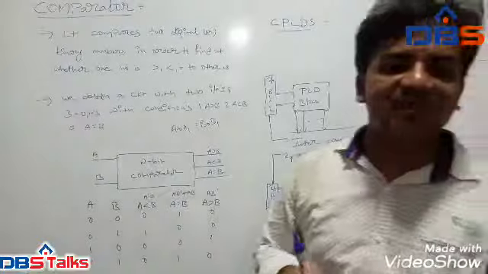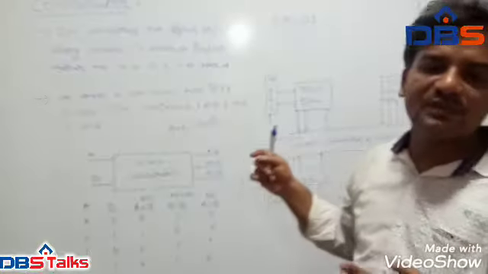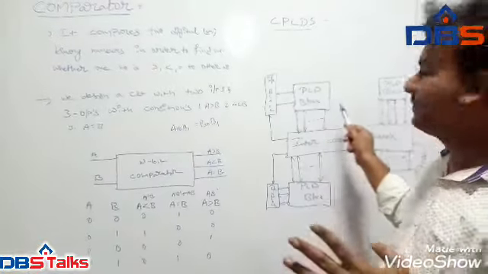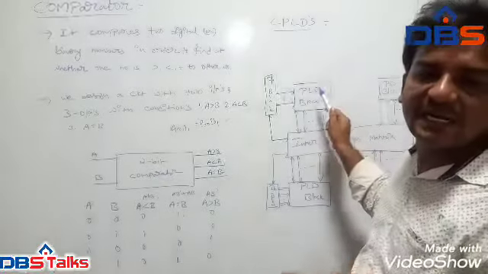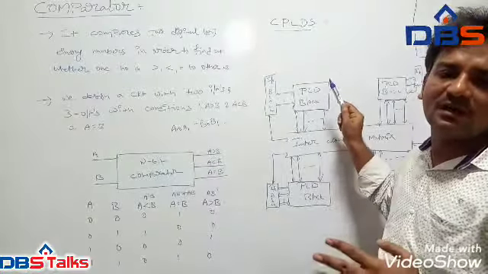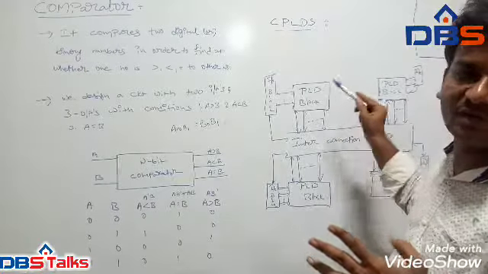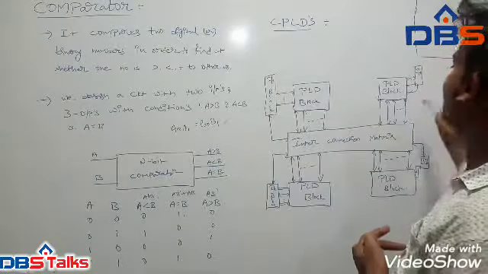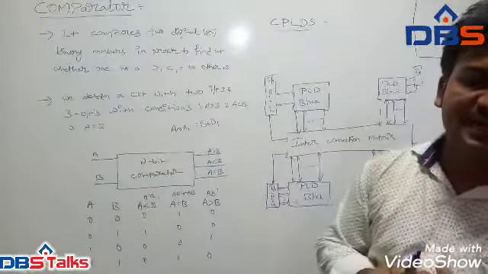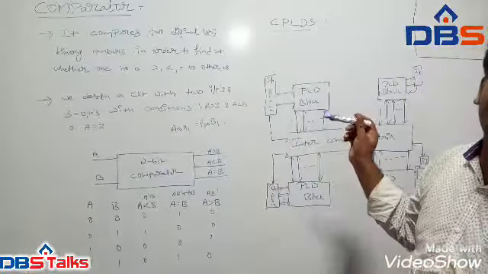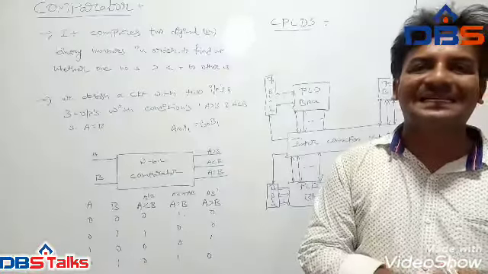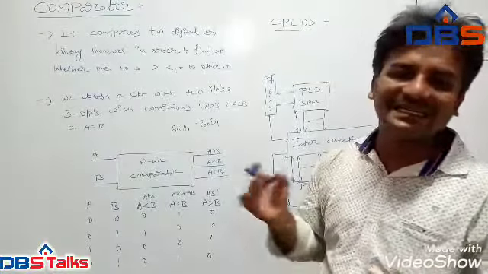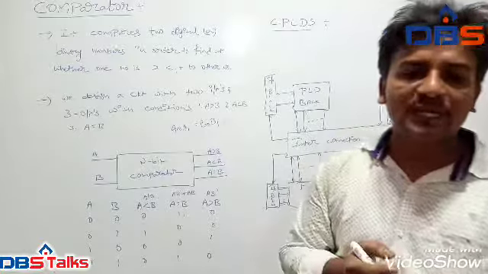So it is the integration of several simple PLD blocks with a programmable interconnection matrix on a single chip. So this format is known as a CPLD. Whatever simple PLD blocks with a programmable interconnection matrix are present on a single device, it is called a CPLD. The CPLD is developed based on EEPROM, electrically erasable programmable read-only memory technology.